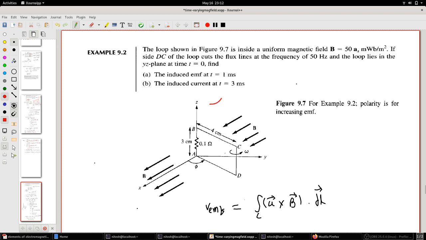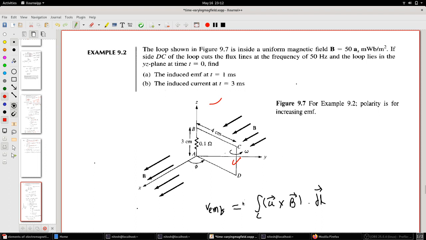is inside a uniform magnetic field B equal to 50 aX milliweber per meter square. If the side DC of the loop cuts flux lines at the frequency of 50 Hz, and the loop lies in the plane at time t equal to 0, find the induced EMF at t equal to 1 millisecond and the induced current at t equal to 3 milliseconds.